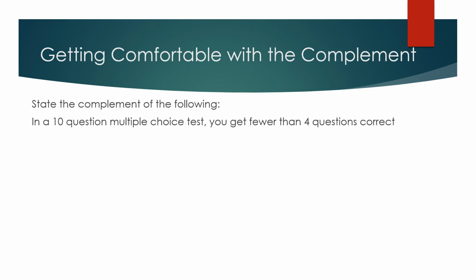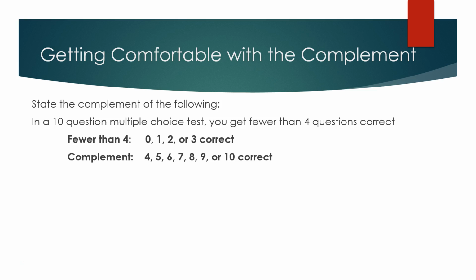So in a 10-question multiple choice test, you get fewer than 4 questions correct. So fewer than 4 means less than 4. So that's going to be 0, 1, 2, or 3. The complement is going to be everything else. So be careful, just because the 4 is there doesn't mean that it's included. Again, language is going to be something you'll have to think about in a little bit more detail.